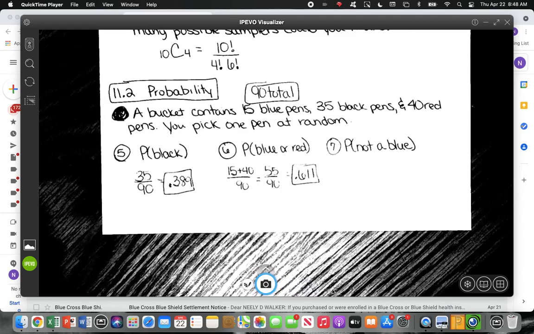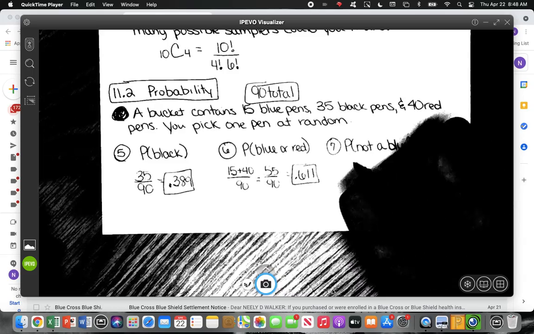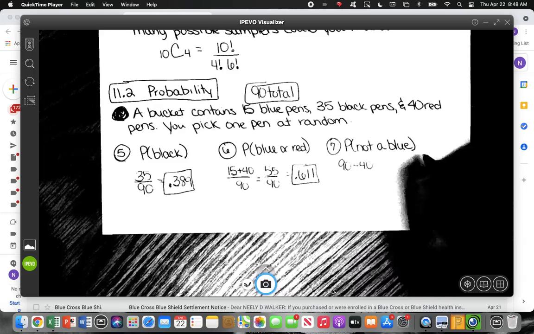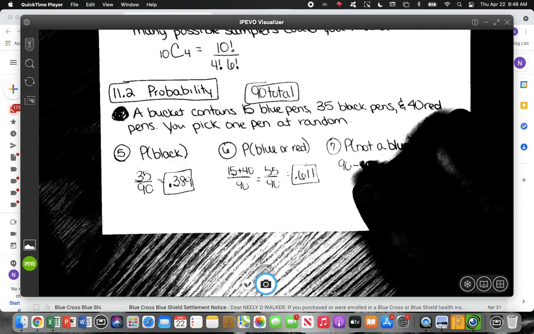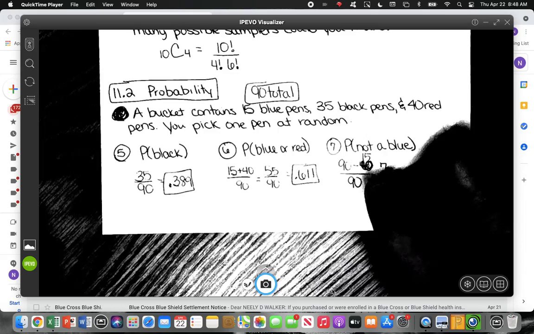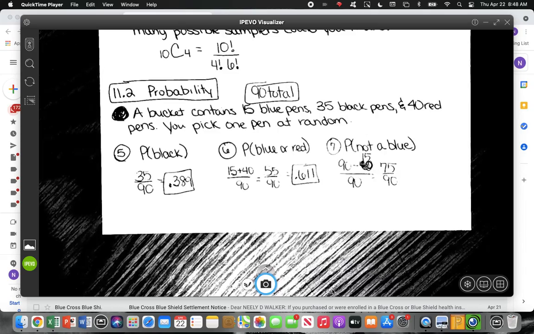All right, what about not a blue? Okay, so some of you might think there's 90 and minus out the blue, right? Oh, that blue is 15, not 40. Which would give you 75 out of 90, right?